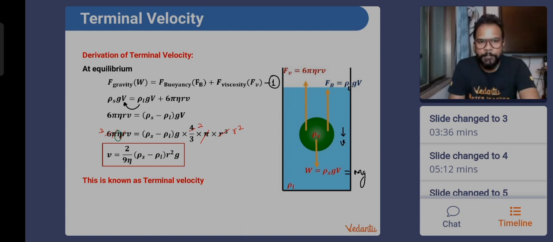So 9 eta comes down, giving v equals 2 by 9 eta, (rho s minus rho L) r square g. If you ever forget, you can always derive it also. It's not that difficult. But if you can remember, that's fine. So v equals (rho s minus rho L) 2 r square g by 9 eta. That's the formula known as the terminal velocity. Okay, everyone?